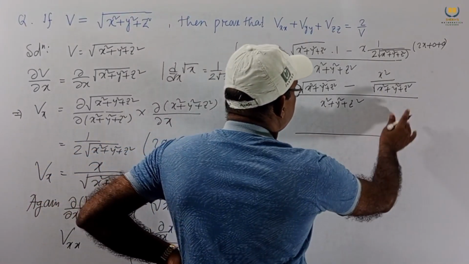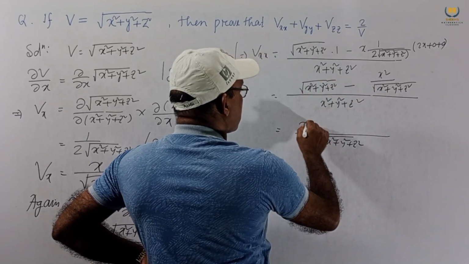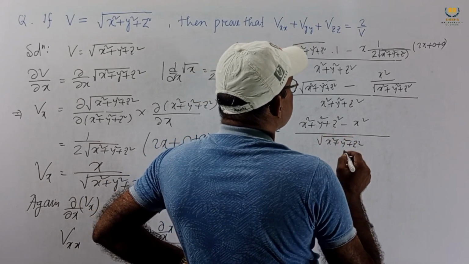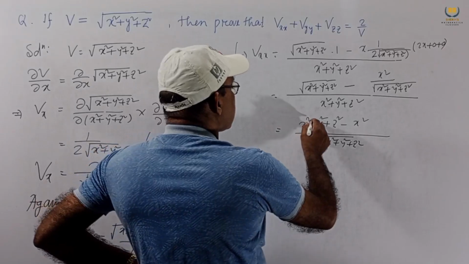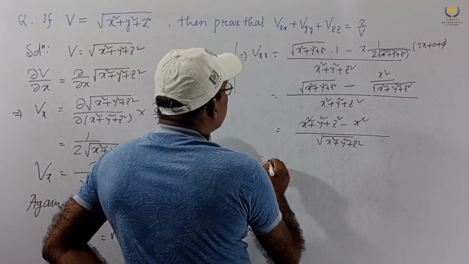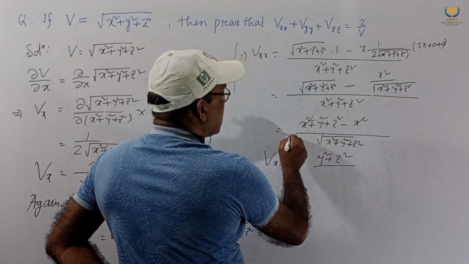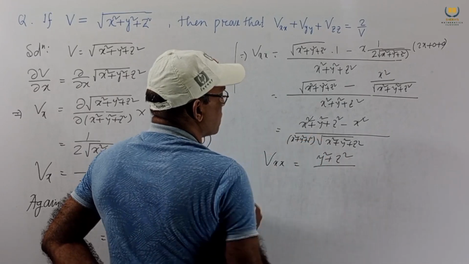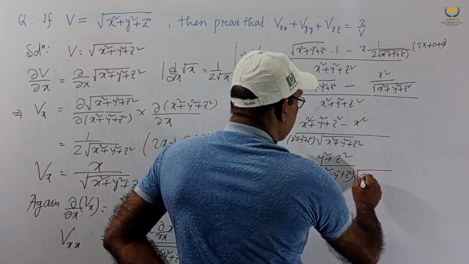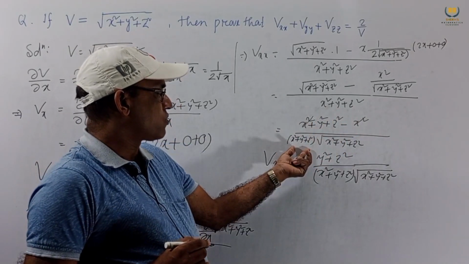So if we take the LCM, this is our LCM. LCM is root over x square plus y square plus z square, and this root over cancels, and we get z square minus x square. So this minus x square cancels, and we get Vxx equal to y square plus z square by x square plus y square plus z square into root over x square plus y square plus z square. This one we get. Just x square is cancelled, y square z square, and this one remains the same.